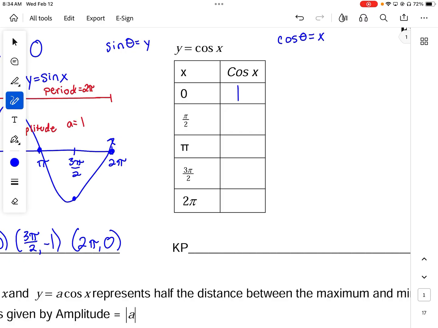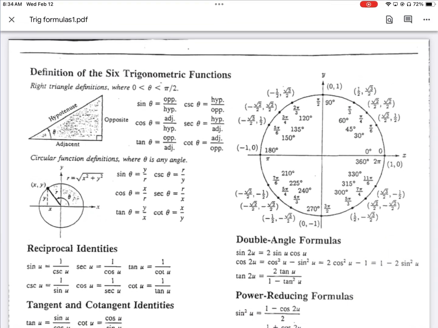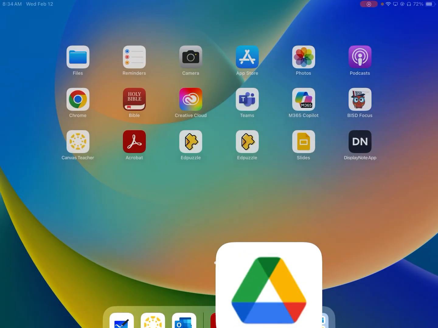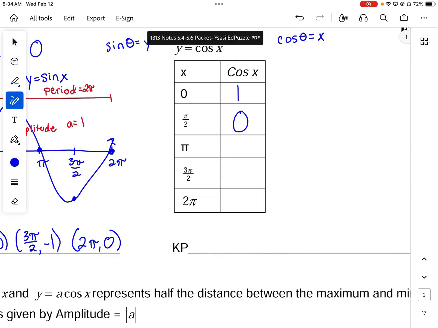Pi over 2. So if we do cosine of pi over 2, look at your unit circle. Pi over 2. It's x, right? The x value is 0. There we go. And then at pi, that's over at the 180, the x value is -1. Then at the 270, the 3 pi over 2, that is 0. And at 2 pi, we're back to where 0 and 2 pi are the same, so it's 1.